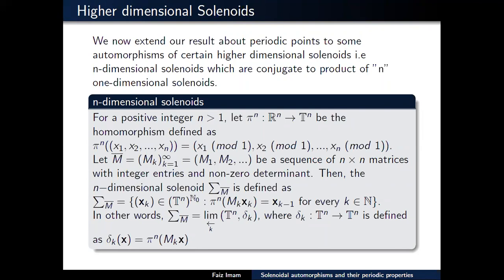An n-dimensional solenoid Sigma_M bar is defined, again using the concept of inverse limit. So basically x_{k-1} is pi_n of M_k x_k, in a similar manner to how it was defined for one-dimensional solenoids. In other words, Sigma_M bar, the n-dimensional solenoid, is defined as an inverse limit. And this map delta_k is a map from T^n, the n-dimensional torus, or you can say S^1 cross S^1, n times. So delta_k of x is defined as pi_n of M_k x.